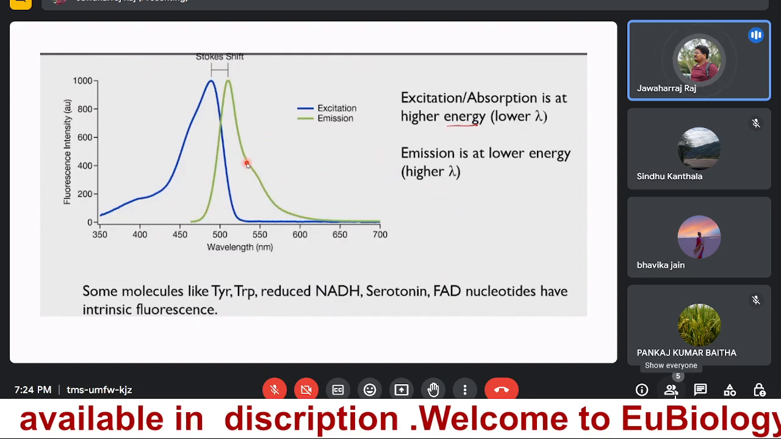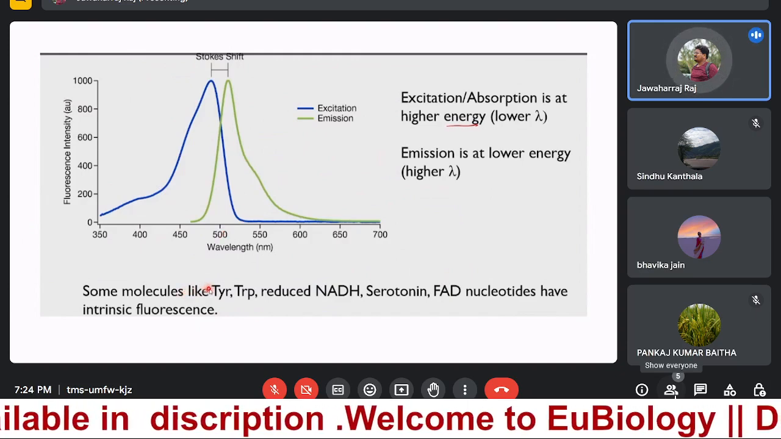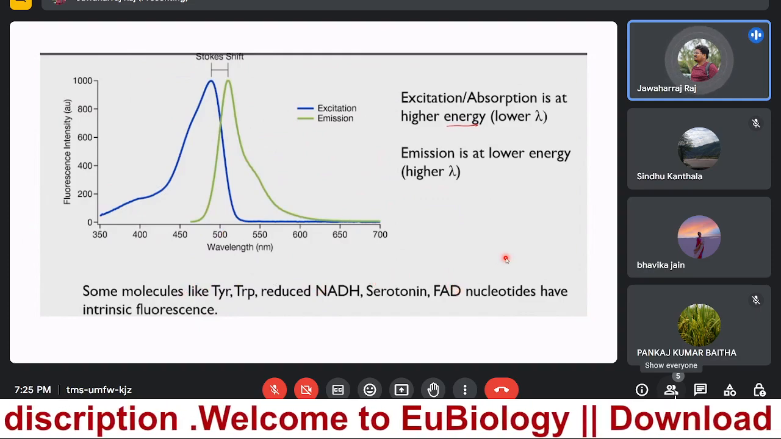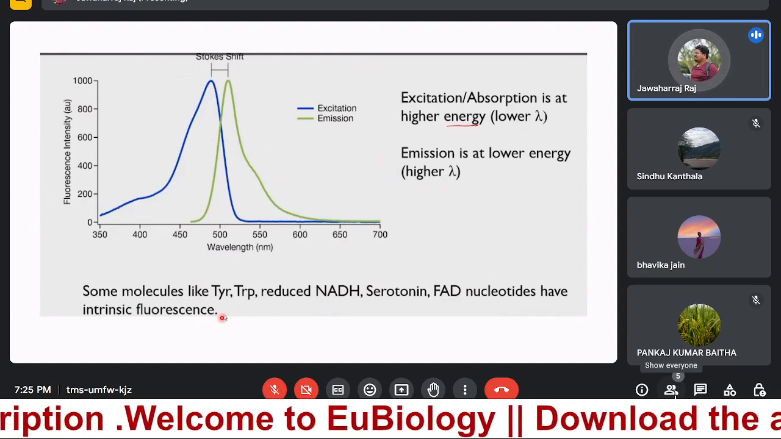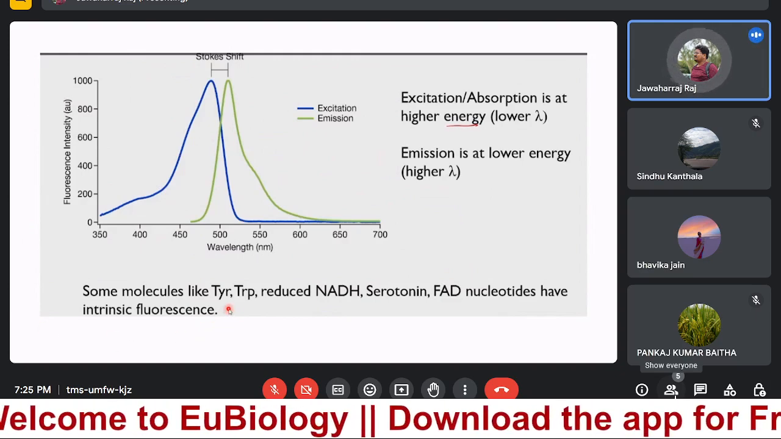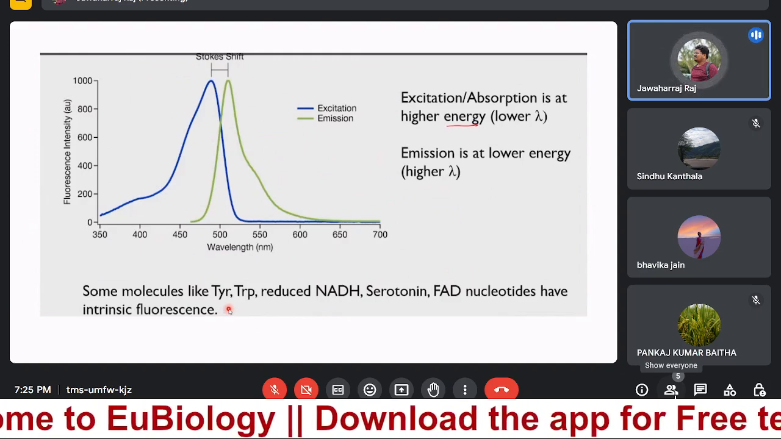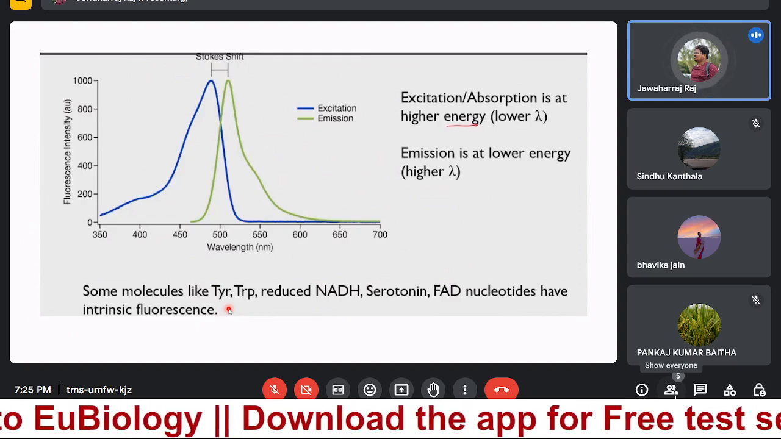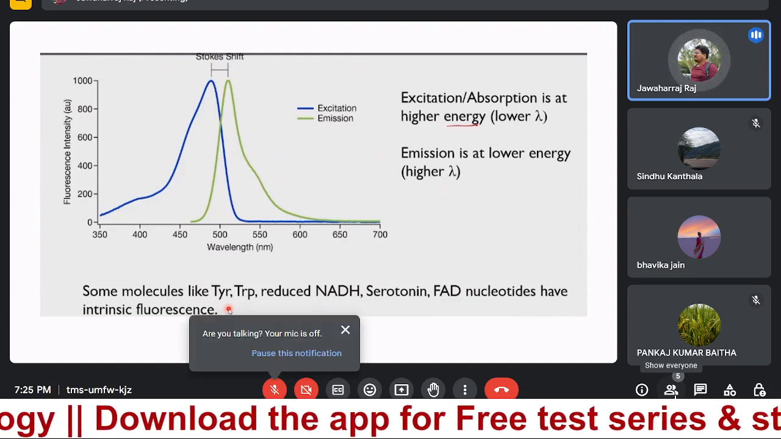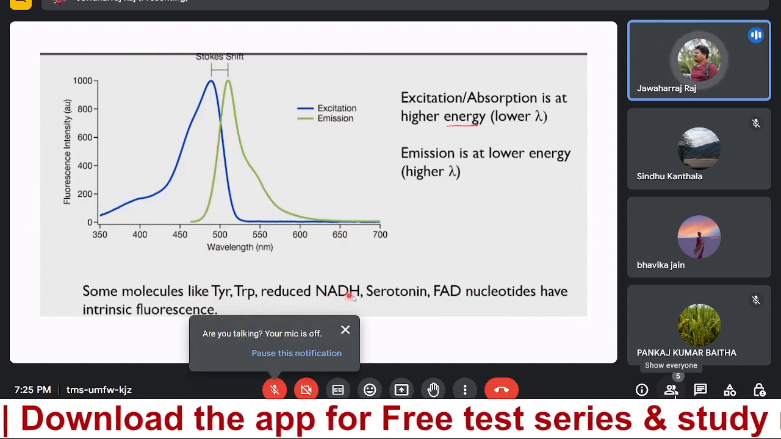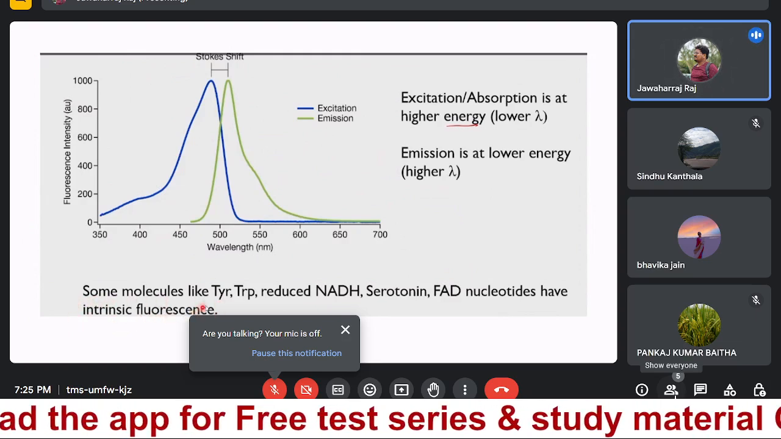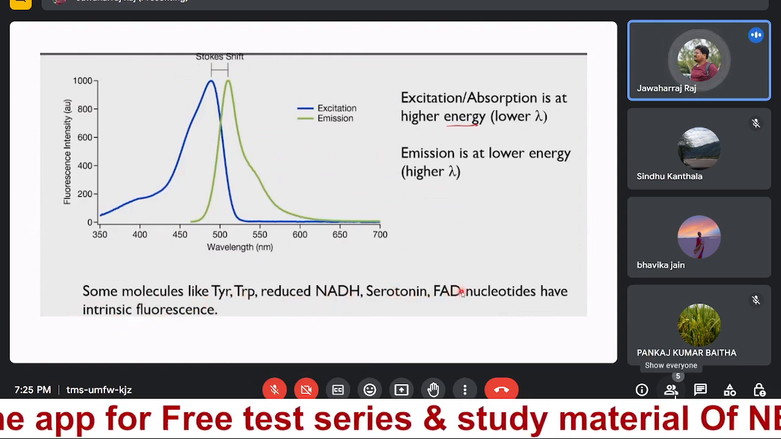Now, there are some molecules which are having tyrosine, tryptophan, reduced NADH, serotonin, and FAD nucleotides. They will have intrinsic fluorescence. Means there is no need to attach a dye, no need to give any chemical or any extrinsic factors to make it glow, to make it give color. That's why these elements are called intrinsic fluorescence giving elements. These will have intrinsic fluorescence of themselves.